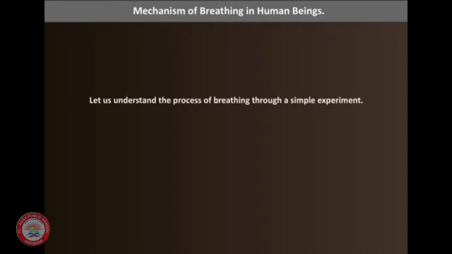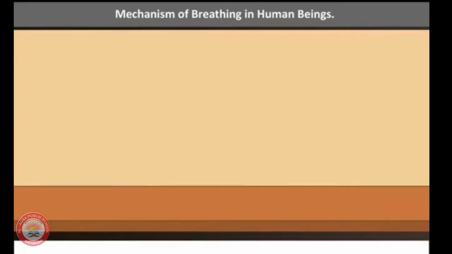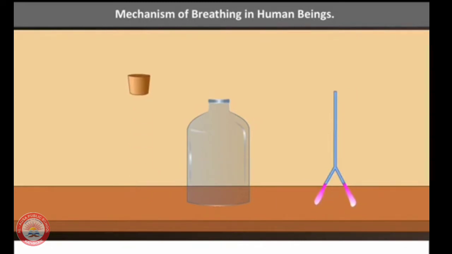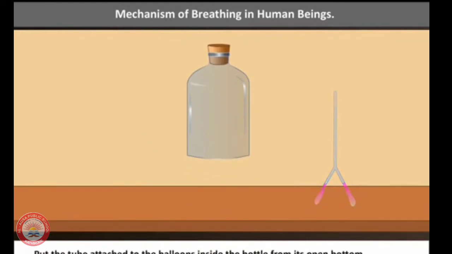This experiment will help us to understand the breathing mechanism better. Take a transparent plastic bottle and remove the bottom part of the plastic bottle. Then take a rubber cork, Y-shaped plastic tube and two deflated balloons. Fix the deflated balloons to the Y-shaped ends of the tube. Fix the cork to the bottle and insert the Y-shaped tube into the bottle through the lower end.